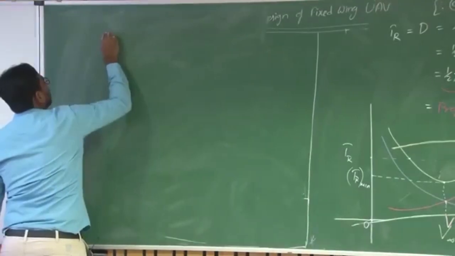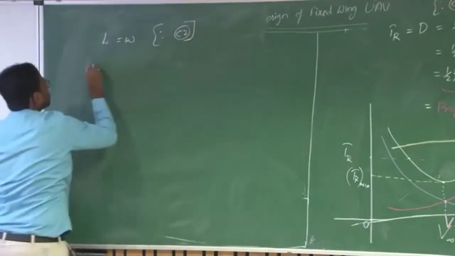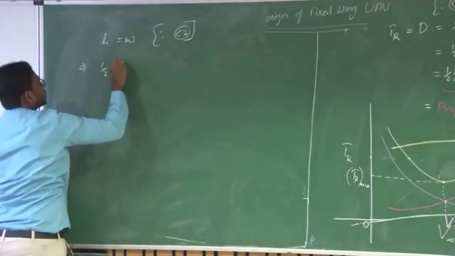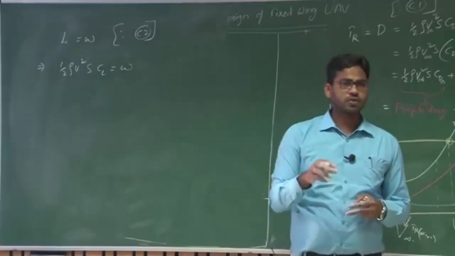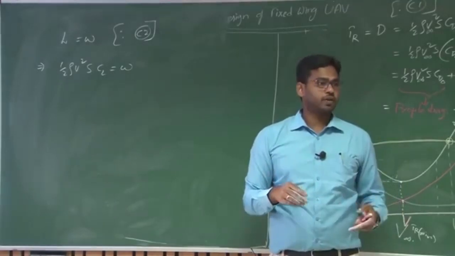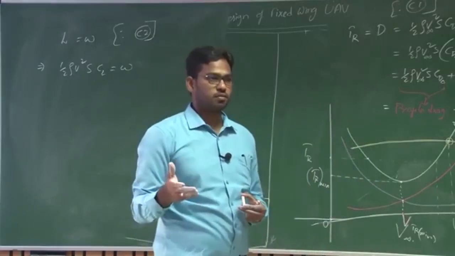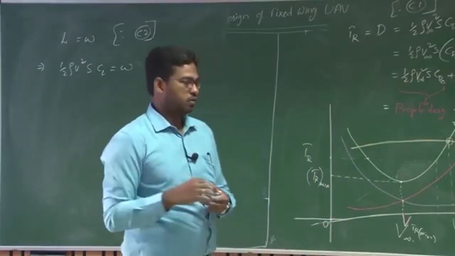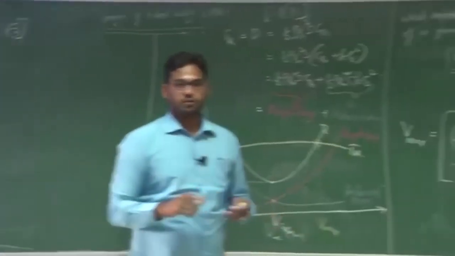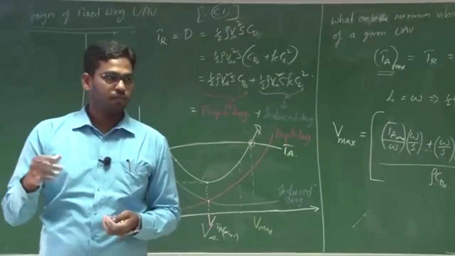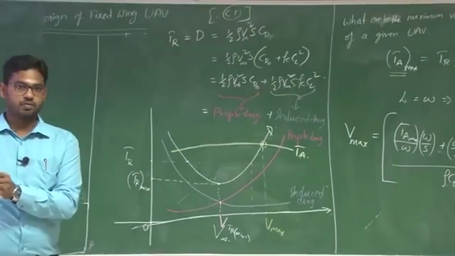We have L equals W for level flight. This gives half rho V square S into CL equals W. The controller should give achievable figures as an output, right? It should not demand from the system something out of its limits. Why are we doing this exercise? We want to figure out the maximum and minimum limits of this velocity so that the controller can play in between those numbers, right? So it can demand from the system only within that feasible range.